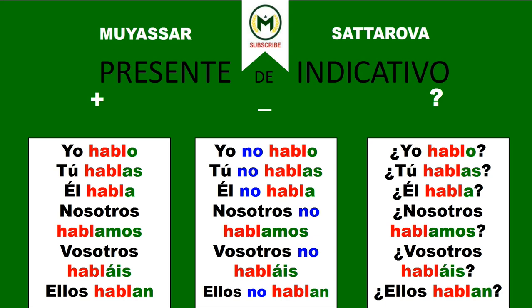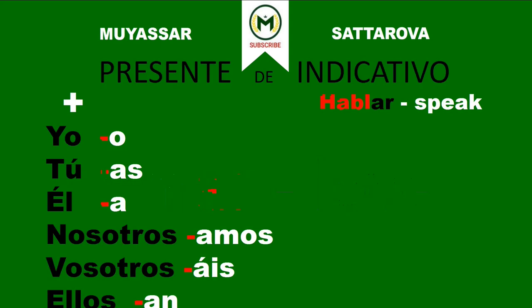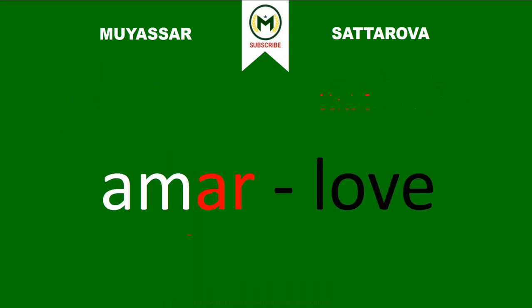Thus, you have made up 6 multiplied by 3, 18 sentences using one verb, hablar. Here are 15 more verbs. All you have to do is to omit the R part at the end of each verb and add the ending consequently. That will mean that you can make up 15 multiplied by 18, 270 sentences right now.